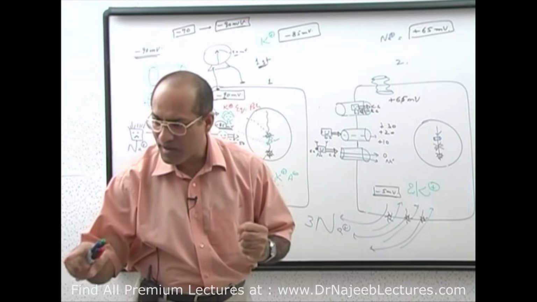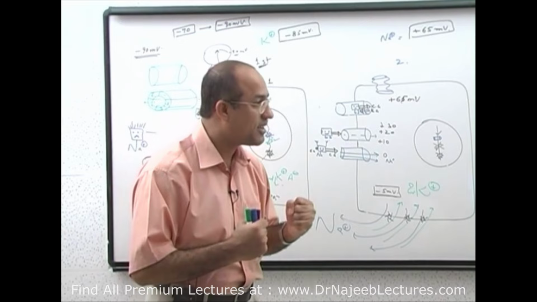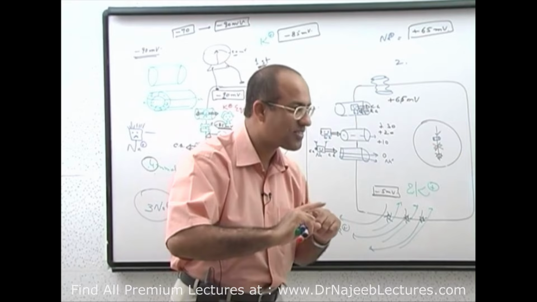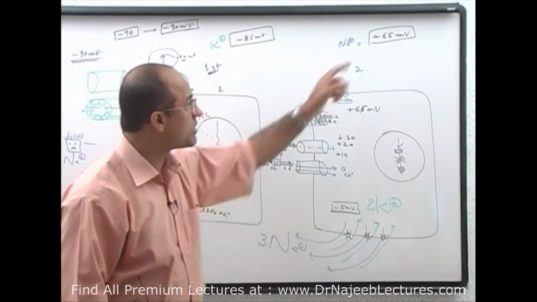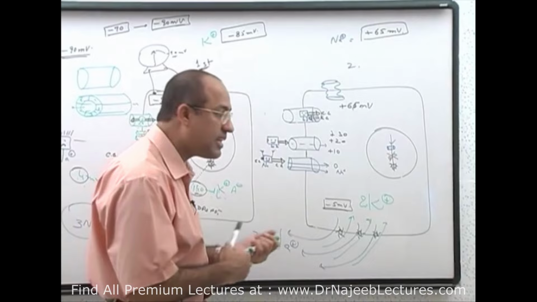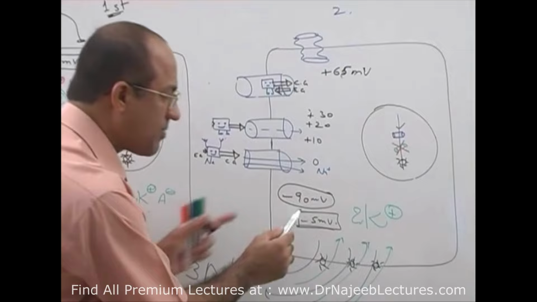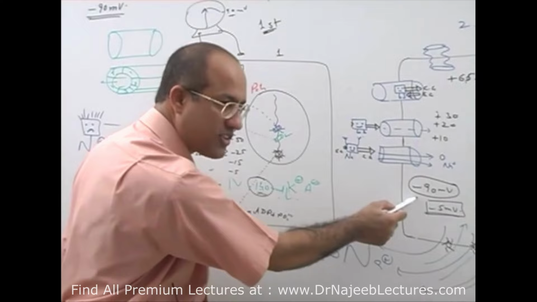Sodium was frustrated, it was outside for a long time. It will try its best to bring the potential of the membrane towards its own equilibrium potential. What is its own equilibrium potential? Plus 65. But what was the original resting membrane potential? Minus 90 millivolts. So originally, when this cell was resting, it was minus 90 millivolts resting membrane potential. It was a potassium leaky cell.